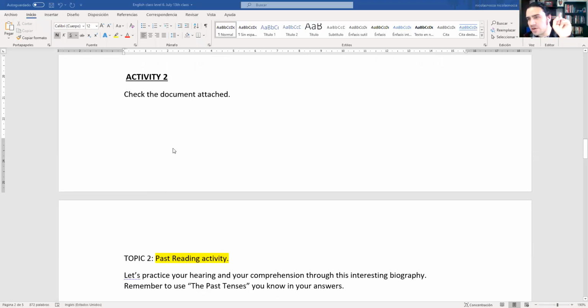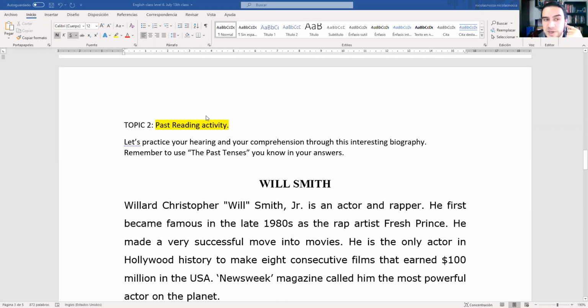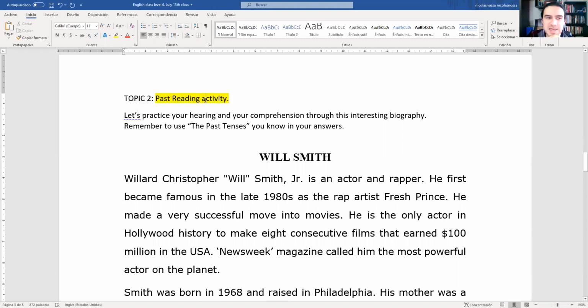Okay, we are here. So that is the topic number one, okay? Let's check the topic number two, okay? Topic number two for today. Fast reading activity, okay? Let's practice your hearing and your comprehension through this interesting biography, okay? We are going to learn and listen a biography about this person, okay? Remember to use the past tenses. Acuérdense de usar los tiempos pasados, you know, in your answers, en sus respuestas, okay?